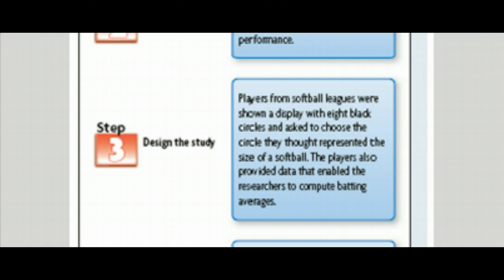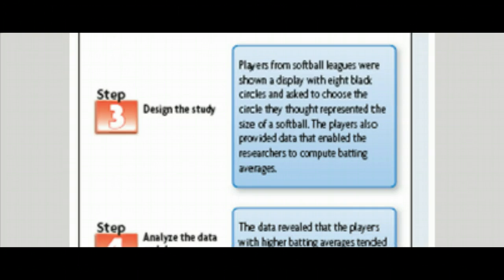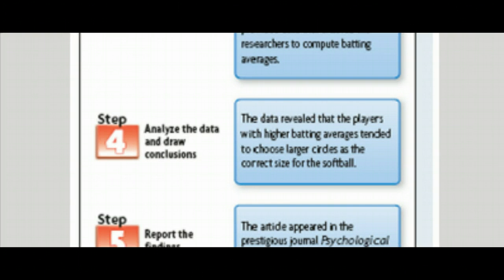So we could take players from softball leagues. We could show them a display with 8 black circles and ask them to pick the circle that they think best represents the size of a softball. And then we could also get data from the season, and we could compute batting averages. Then we would analyze the data and draw conclusions.